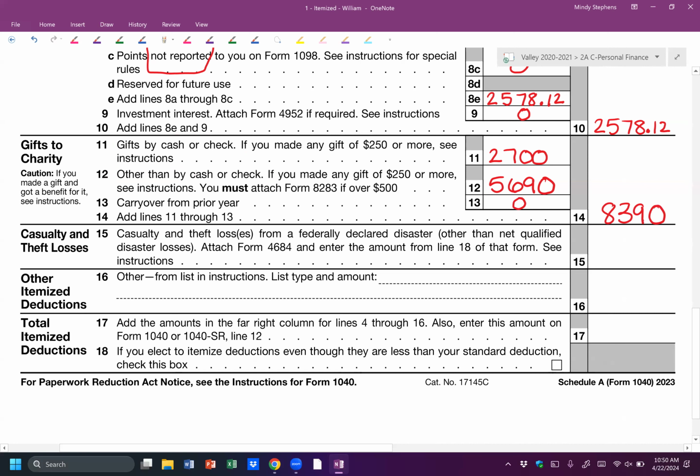Check my number, 8390. Yes? Okay. Do they have any casualty or theft losses from federally declared disasters? Nothing written on there, so we're going to put 0. The next one, other stuff. We don't have any other things. 17, add those all up. So go ahead and add down that right column. Add the amounts in the far right column together.